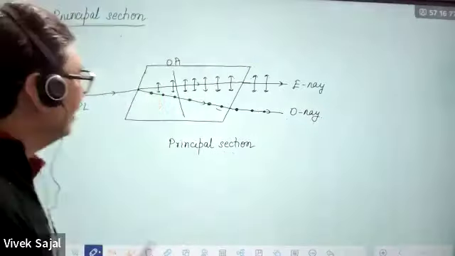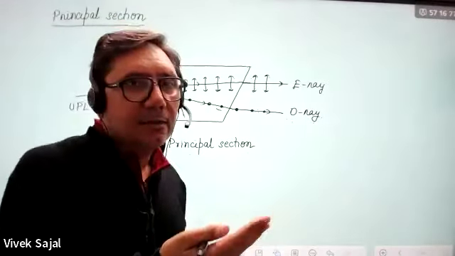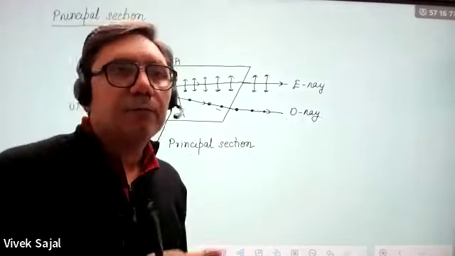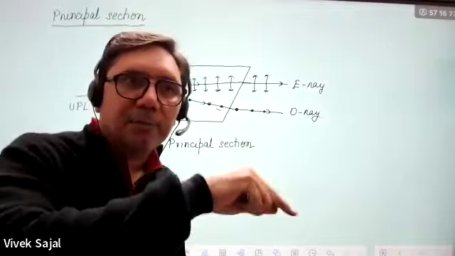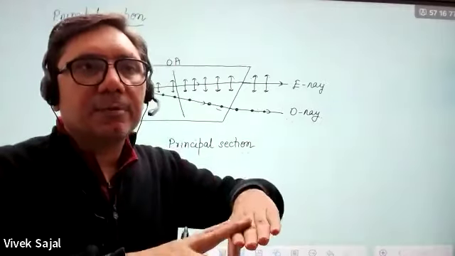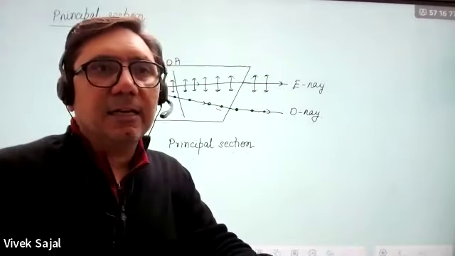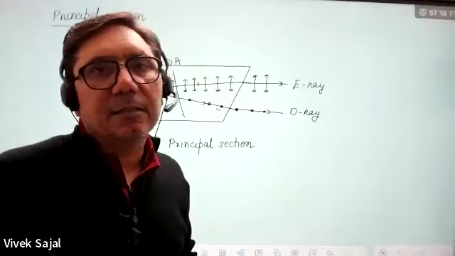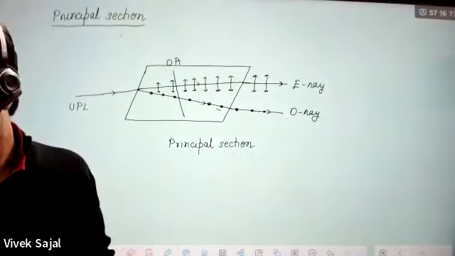If you change the direction of the incident light, automatically there will be another principal section which will consist of the optic axis and the incident light. If you introduce the incident light from another direction, then for that third direction there will be a plane which will consist of the optic axis and the incident light. So for every incident light, depending upon which direction you are launching on the doubly refracting crystal, you will have a principal section. Is it clear what I am saying?